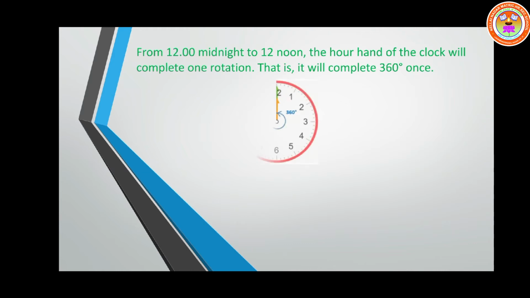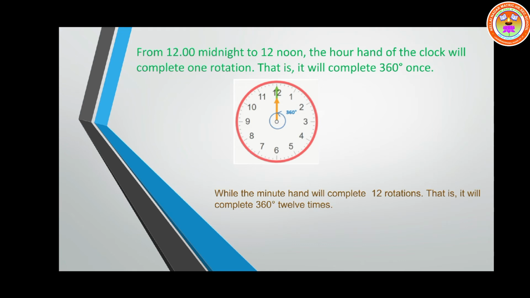That is what is given here. But the minute hand will complete 12 rotations. The hour hand will complete one rotation. What happens to the minute hand? It will complete 12 rotations. That is, it will complete 360 degrees 12 times. So it completes 12 rotations.